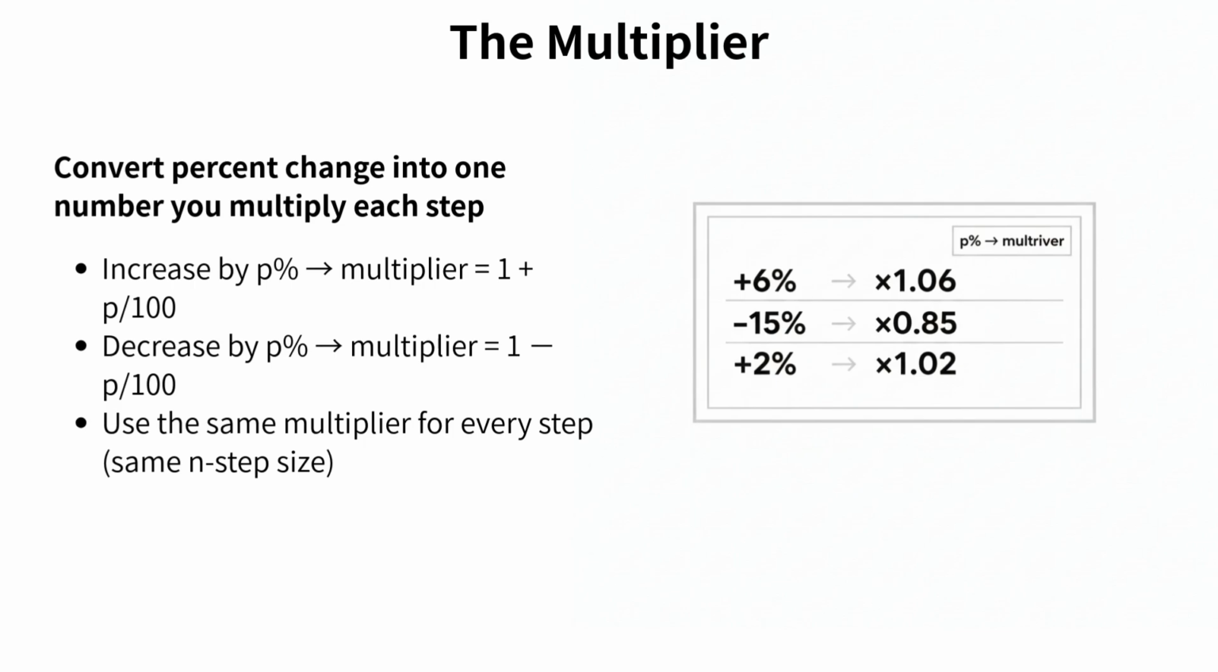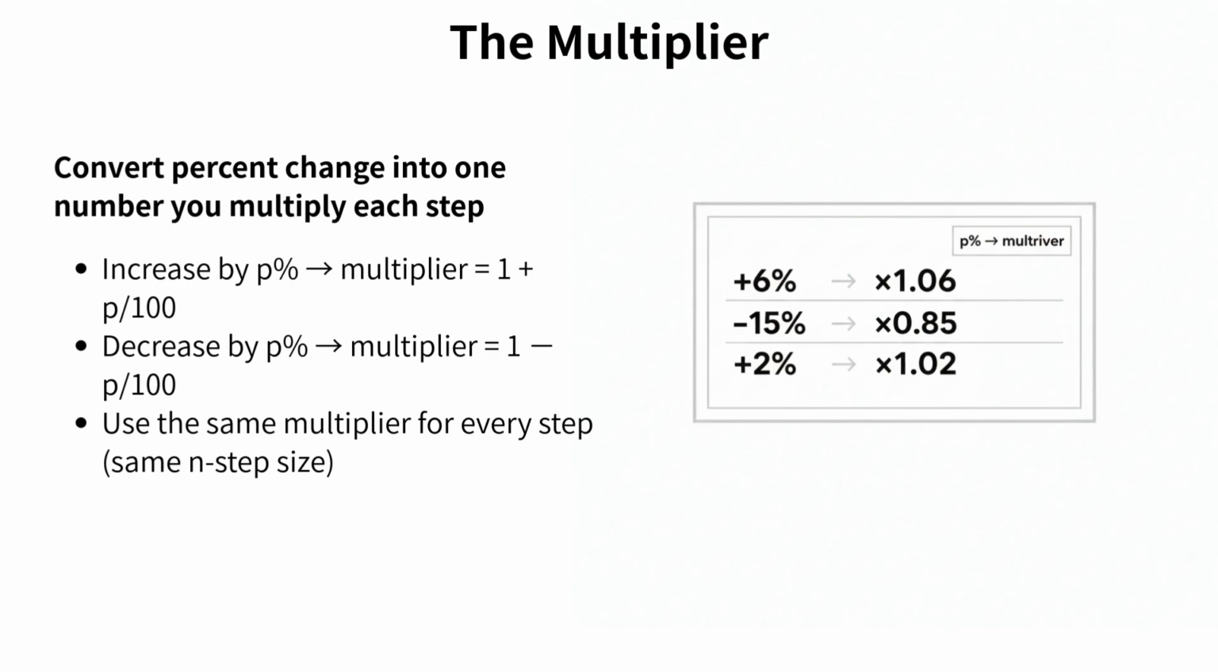Start with a percent change, and turn it into a multiplier. If something increases by p% each step, convert p% to a decimal by dividing by 100. Then the multiplier is 1 plus p over 100. If something decreases by p% each step, you still divide p by 100, and the multiplier is 1 minus p over 100.